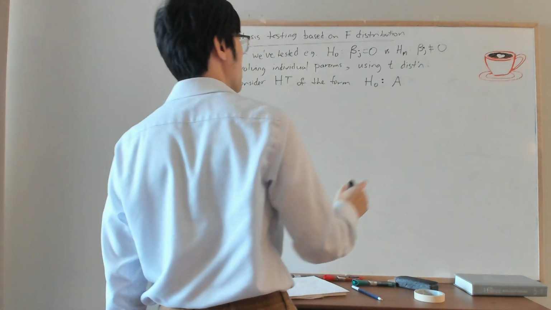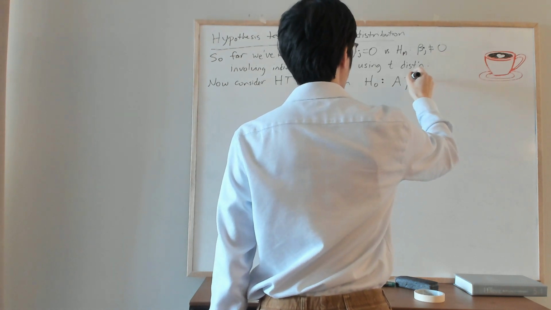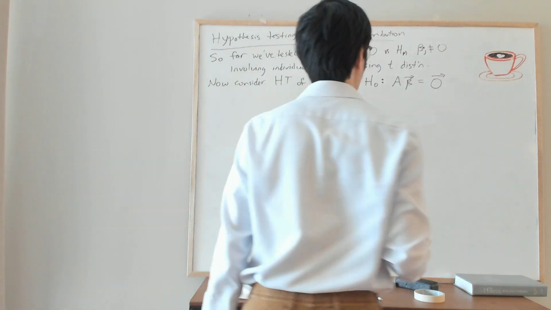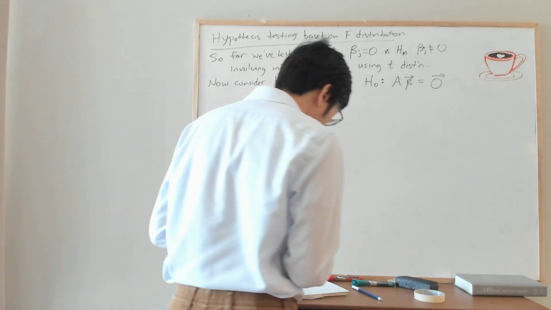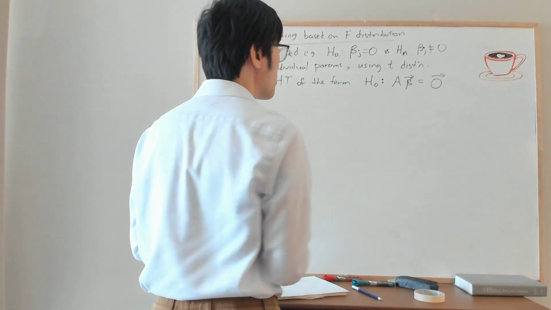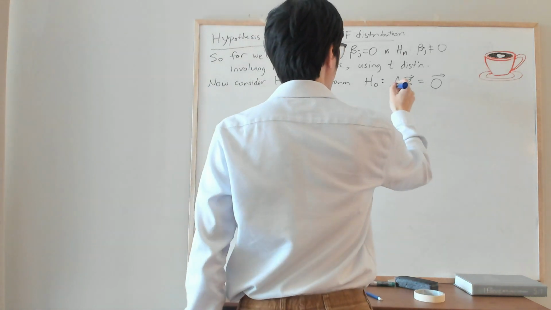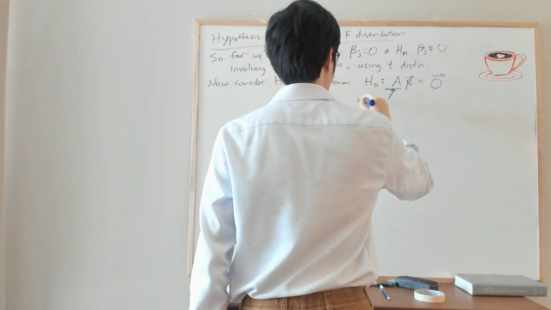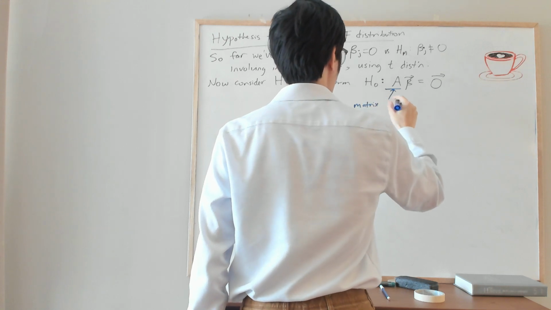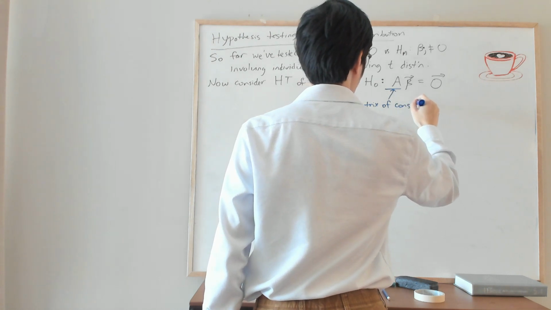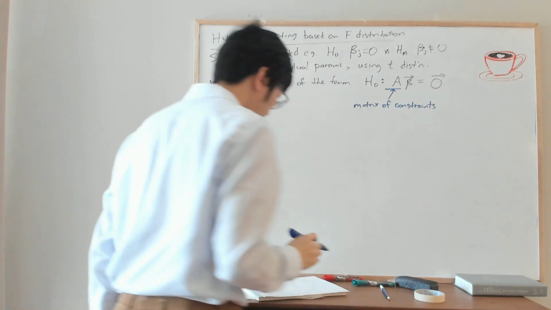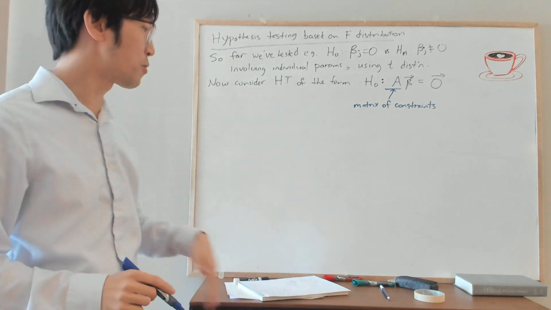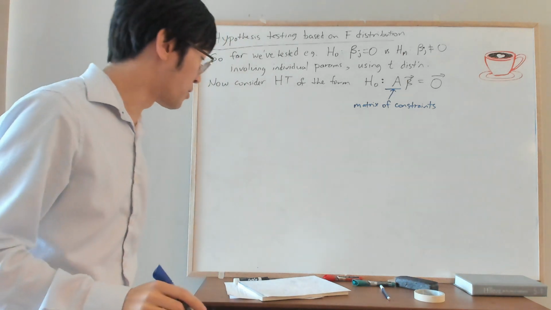So we're going to have the matrix A times the vector of parameters beta, and that will equal the 0 vector. And so here I should point out what these things are. So A is a matrix of constraints. Okay, and I'll illustrate what that means in just a moment. And so what is this doing? Well, you're taking a matrix A times the parameter vector. We're looking at a bunch of linear combinations of the parameters.